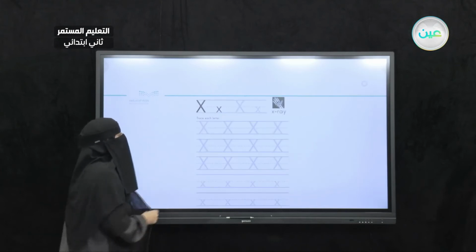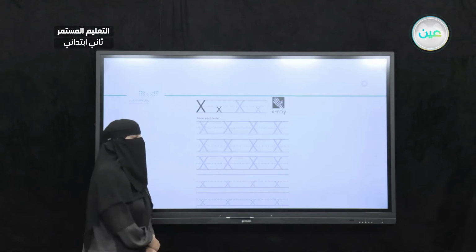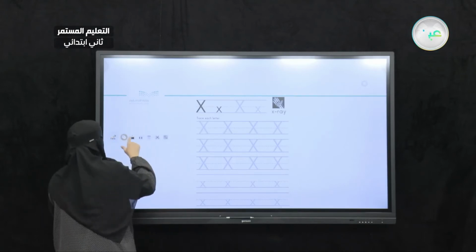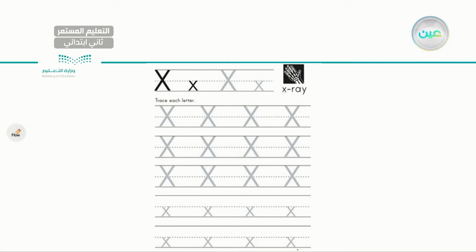Second one is letter X. X. Okay, I have capital X, small x. Let's go ahead and trace and copy. Easy one, capital X. X. The word X-ray. Very good. Go ahead. Write X.